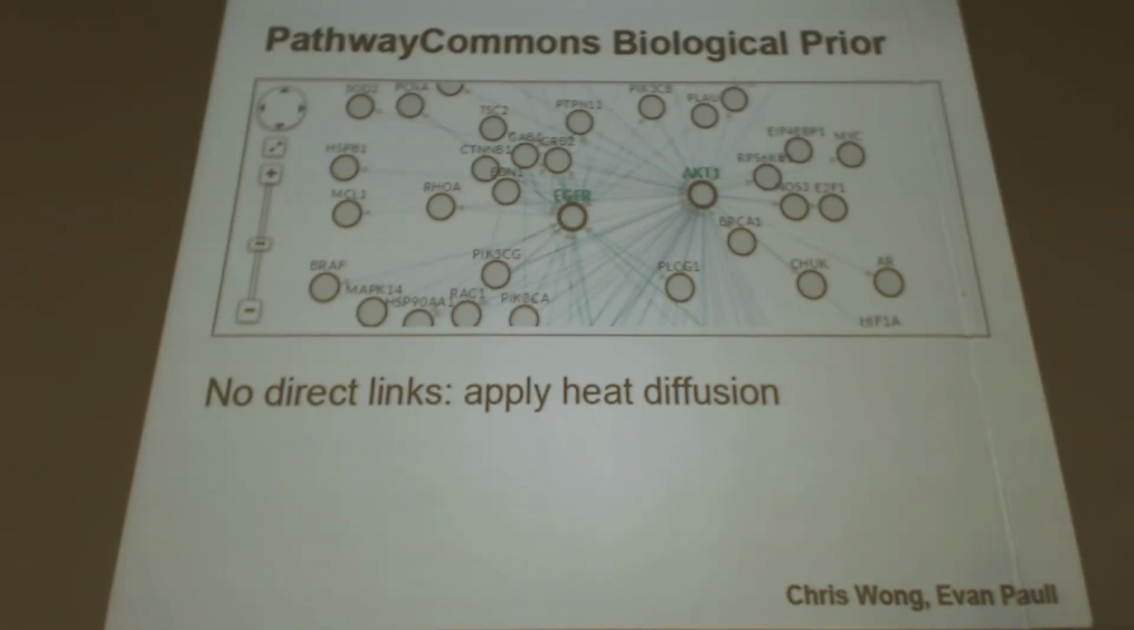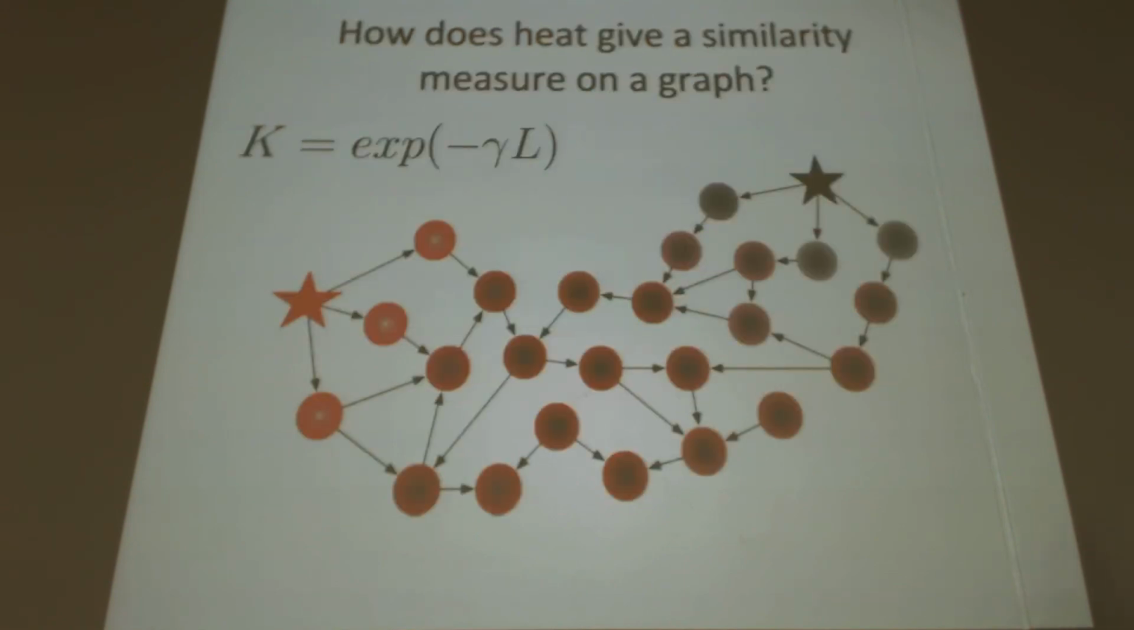But remember that we can't just submit this network because the organizers want an indirect edge. So to get around this problem, what we do is we apply heat diffusion. And if you've done a lot of graph analysis, you're probably familiar with this idea. It comes from physics. If we're interested in how similar two nodes are, or how much information flow there is between them, what we do is we apply simulated heat in one of the nodes, we let the heat diffuse over the network, and then we measure the temperature in another node. This gives you a similarity function between the two nodes, a proximity or distance, however you want to define it. And it's actually pretty simple to compute. You just take the Laplacian of the graph.